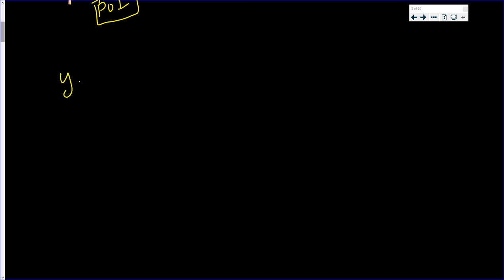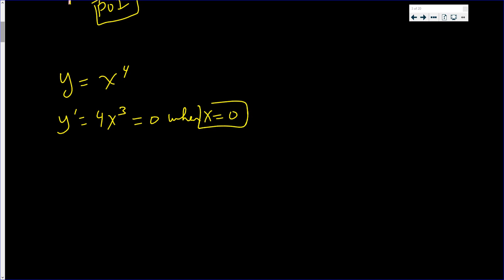Suppose you have y equals x to the 4th. Well, the first derivative would be 4x cubed, which for the record equals 0 when x is 0. You have a critical point there. And then the second derivative is 12x squared.